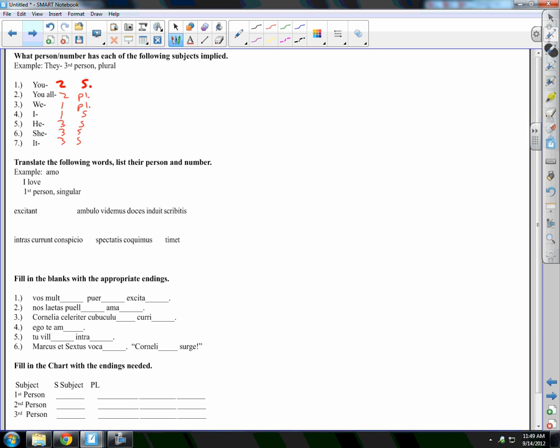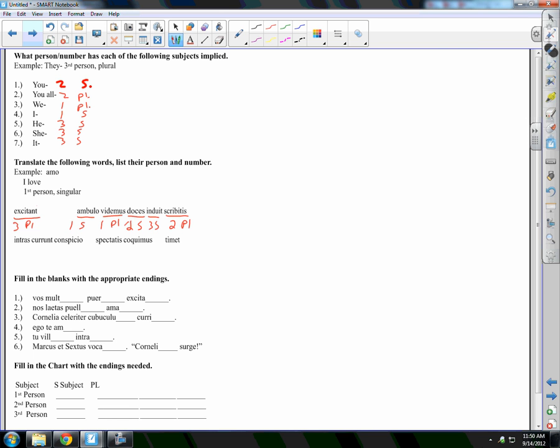As I translate the following words, I'm going to list their person and number. Didn't really do a good job of spacing those out. We have they excite. That is third person and plural. I have I walk. That is first person and singular. I have we see. That is first person and plural. You teach. That is second person and singular. I have he puts on. That's third person and singular. You all write. That is second person and plural.